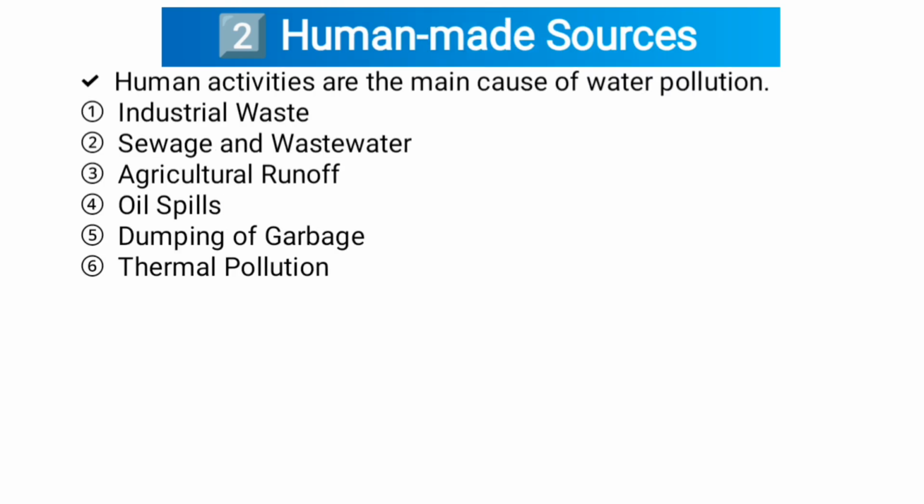Now the second one, human-made sources. Human activities are the main cause of water pollution. First one, industrial waste. Second one, sewage and wastewater. Third one, agricultural runoff. Fourth one, oil spills. Fifth one, dumping of garbage. Sixth one, thermal pollution. Now let's discuss all of these one by one and in detail.